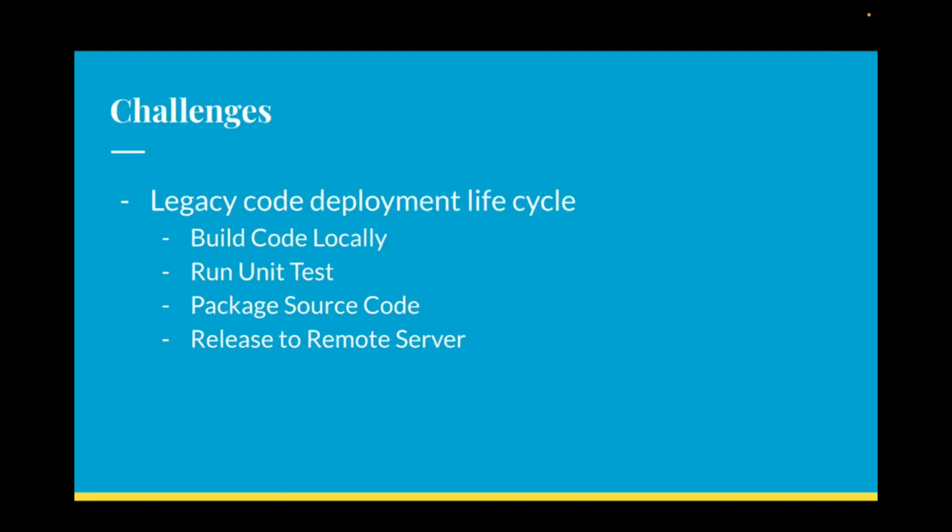Let's talk about some challenges of the code deployment lifecycle. In the past, a developer usually first built the application locally, then ran the unit tests to ensure the quality of code met the requirements. Once the code is ready, the developer will package the code and send artifacts to the server. This is a very manual process and can be problematic. For example, the application may work locally but not on the server due to environment differences. This manual process can be automated using a CI/CD pipeline.